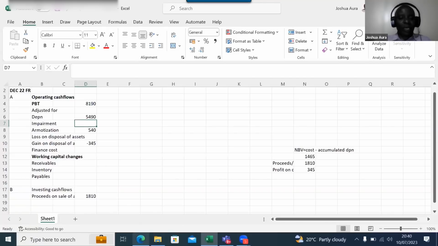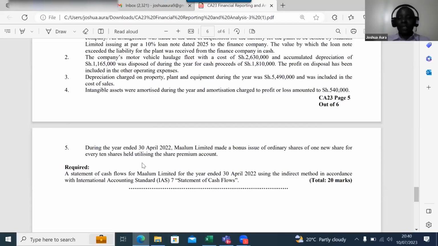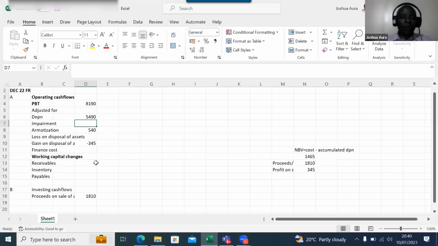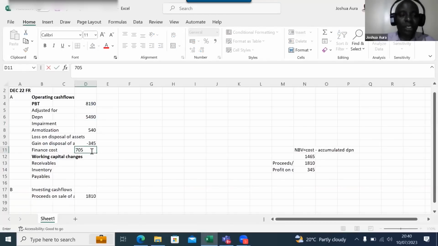So we have this finance cost. Let's look for it slowly. We have our finance cost, ladies and gentlemen, here: 705. So finance cost is 705. You can see there they are deducting it, but now, because we are looking for the cancellation effect, we shall add it back. Now, ladies and gentlemen, from there we shall be able to do the abracadabra thing.